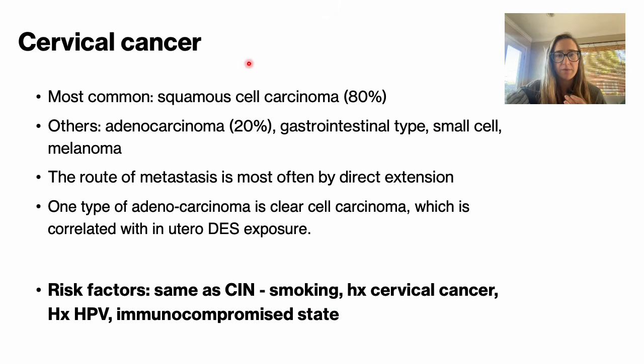So the most common type of cervical cancer is squamous cell carcinoma, followed by adenocarcinoma, and then more rare types like gastrointestinal type, small cell, melanoma. There are a few other types. The route of mets is often by direct extension, and sometimes we get questions about in utero DES exposure, which is not common anymore, but it increases the risk of a clear cell carcinoma. And then risk factors are the same as CIN, so smoking, history of HPV, immunocompromised state.